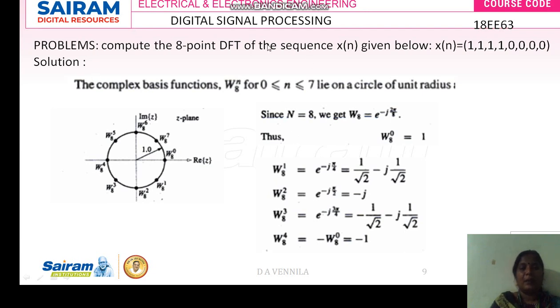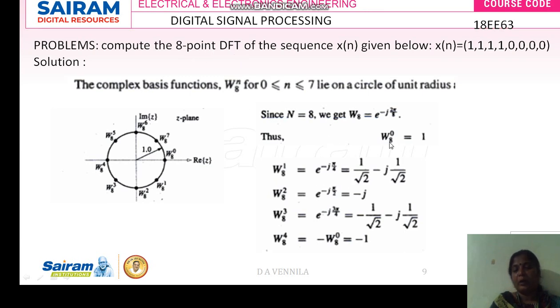Solution. Okay. Here we know that omega 8 n is nothing but your phase factor or twiddle factor. This one I have discussed in the previous session, and this small n varies from 0 to 7, which lie on the unit circle having radius 1. Now, since here it is given, capital N is nothing but 8. So the number of samples in the given sequence x of n is 8, and here the N-point DFT is nothing but the 8-point DFT.